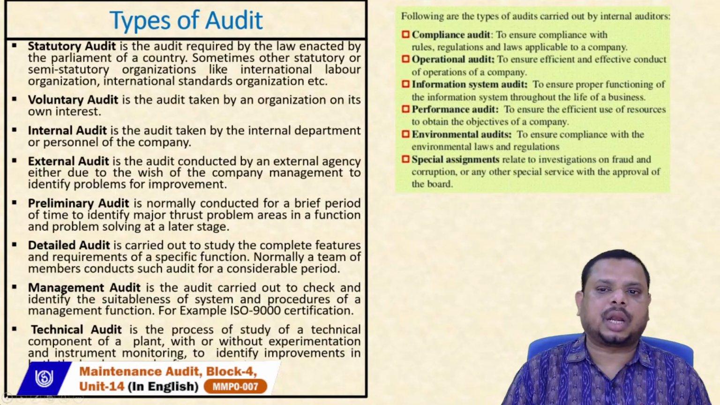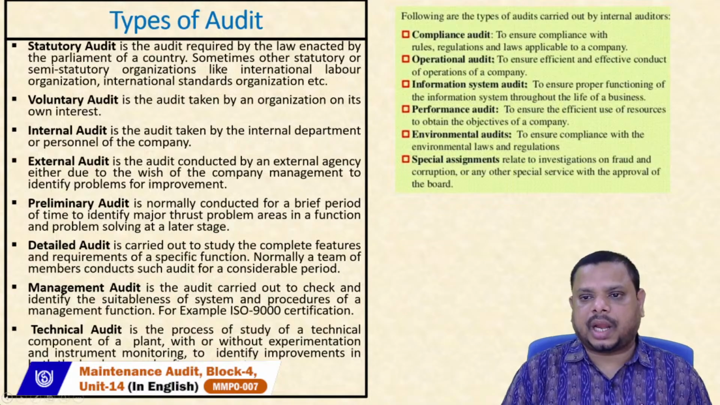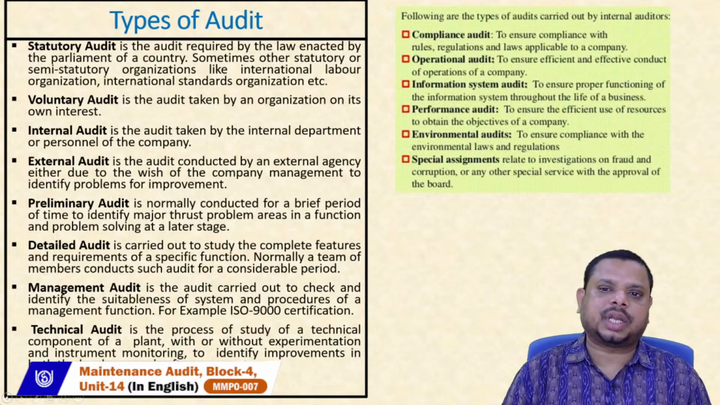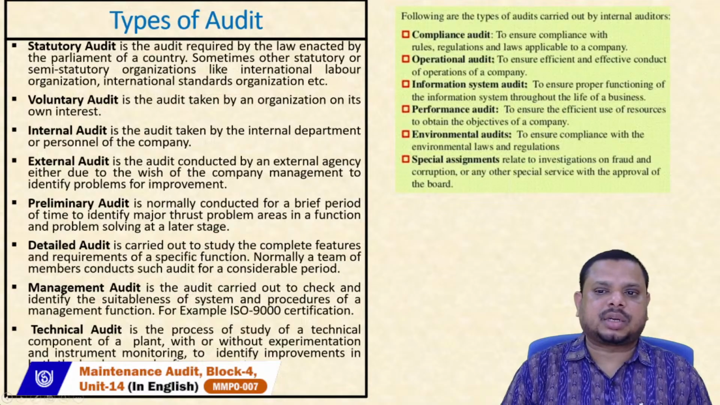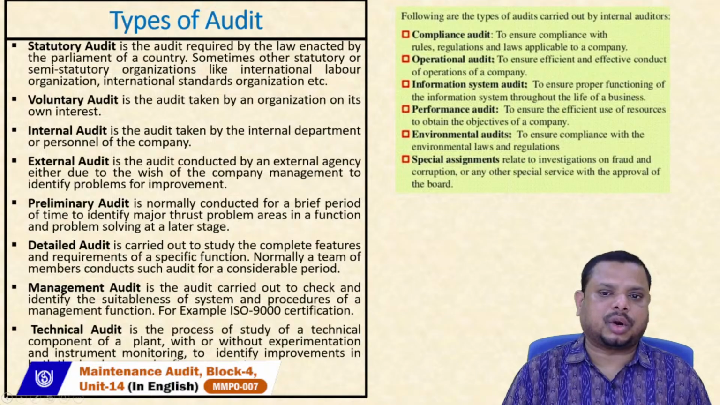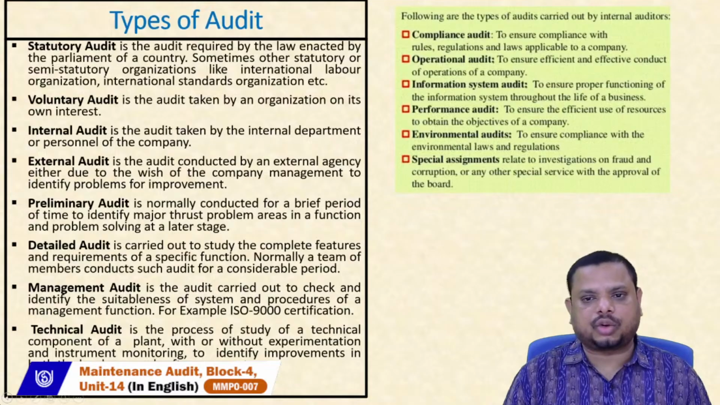The next one is the operational audit. It ensures the efficient and effective conduct of a company's operations. In the production and operation management department, they compose a team who conduct this check of efficient and effective operations. The next one is the information system audit, to ensure the proper functioning of the information system, or simply information technologies, throughout the life of the business. Here both the hardware as well as the software part need to be audited.